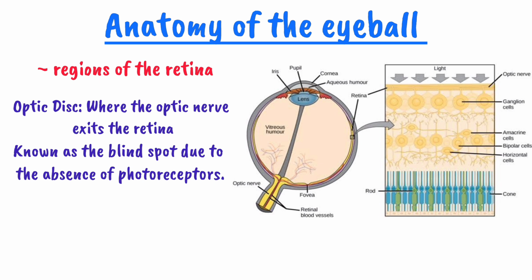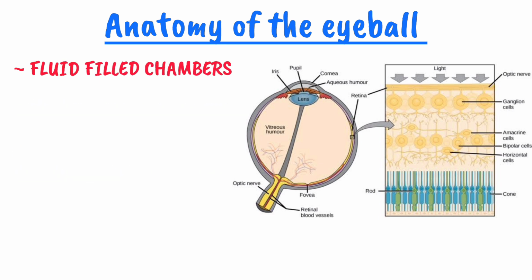Now finally, let's talk about the chambers of the eye, which are fluid-filled spaces in the eyeball. The eyeball consists of three main chambers, each filled with fluid essential for maintaining its shape and nourishing its structures. The first one, which is the anterior chamber, is located between the cornea and the iris. It is filled with aqueous humor, a plasma-like fluid.